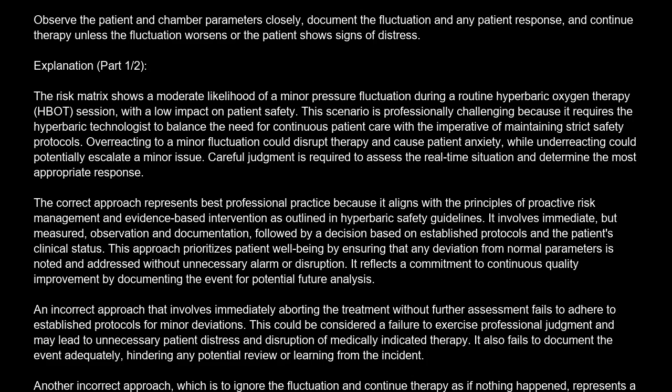The correct answer is B. Observe the patient and chamber parameters closely, document the fluctuation and any patient response, and continue therapy unless the fluctuation worsens or the patient shows signs of distress. Explanation. The risk matrix shows a moderate likelihood of a minor pressure fluctuation during a routine hyperbaric oxygen therapy (HBOT) session, with a low impact on patient safety.